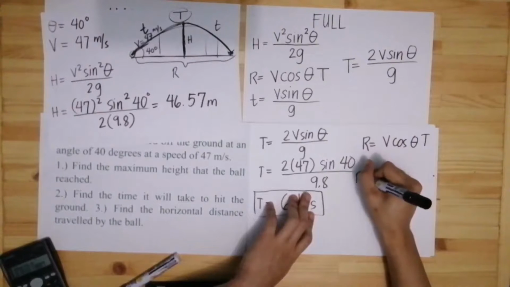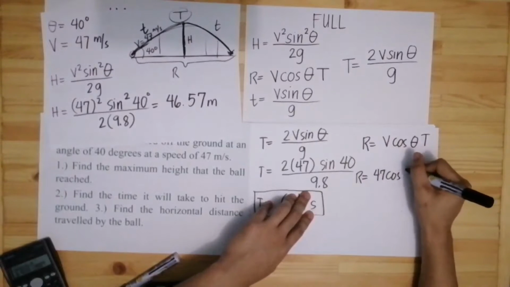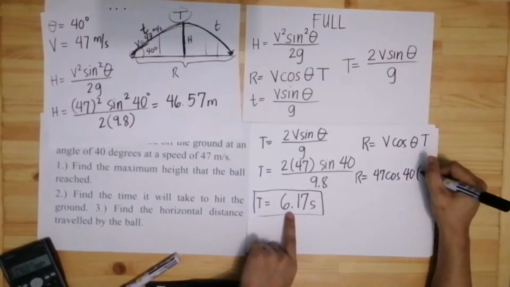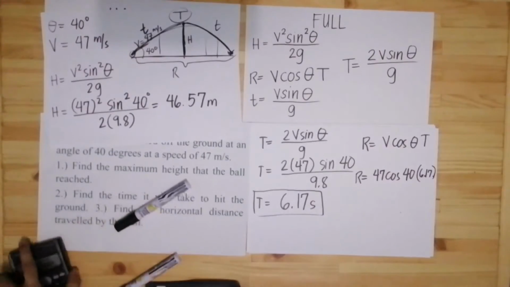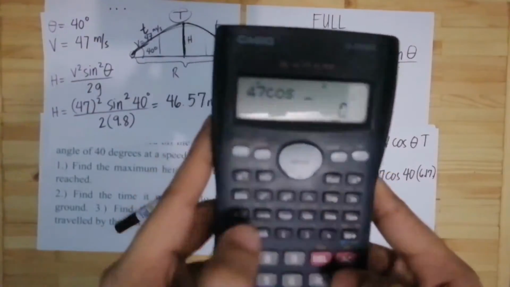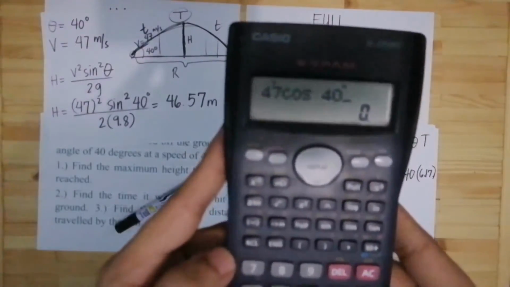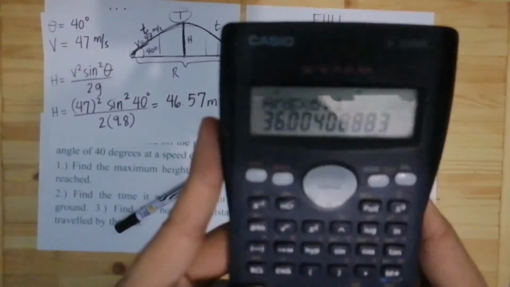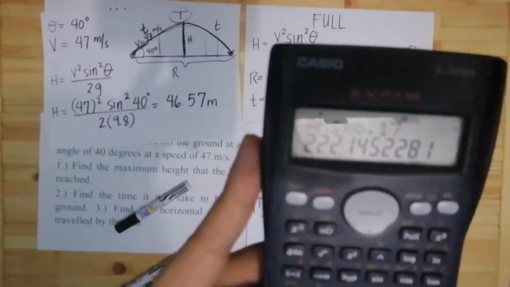So R equals, the V is 47 cosine 40 degrees, yung theta natin. Then the total time is, yung nakuha natin kanina, 6.17. Okay, lagay natin ulit sa formula yan, or sa calculator rather. 47 cosine 40. Then, i-equal sa inyo muna, tsaka nyo i-times yung 6.17. So, the answer is 222.15.